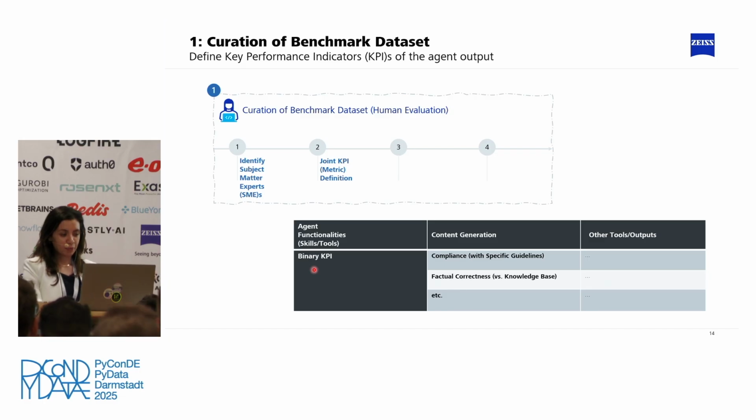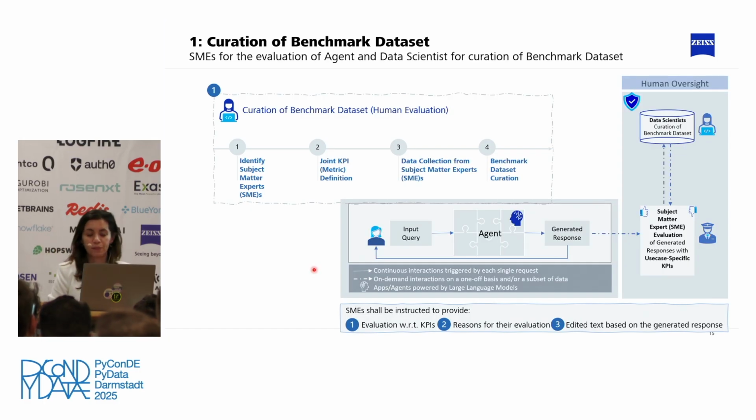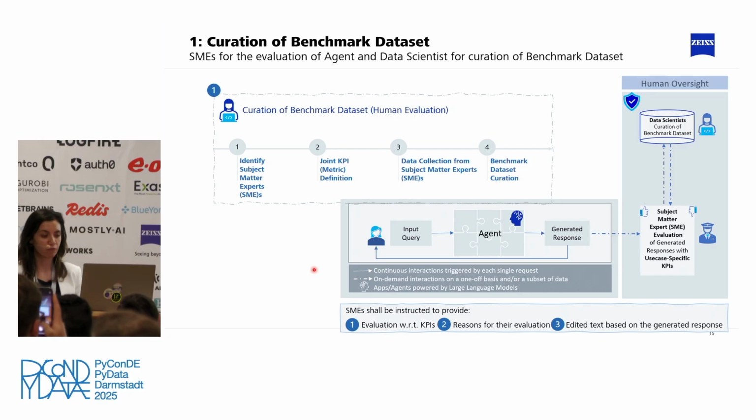Now, once we have the KPIs and the SMEs or the SME committees, the data collection and data curation follows, and it looks like this: we have our agents. Our agents are providing the generated responses, and this is where we bring our human into the loop. So we ask our SMEs to evaluate the outputs with respect to the KPIs, but their job doesn't end there. We are also instructing them to provide the reasons for their evaluation.